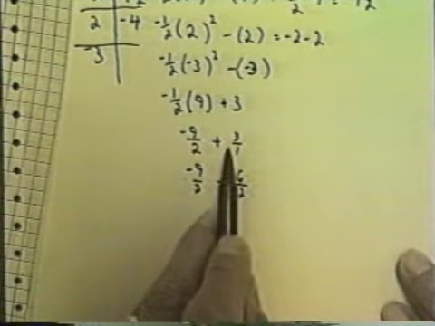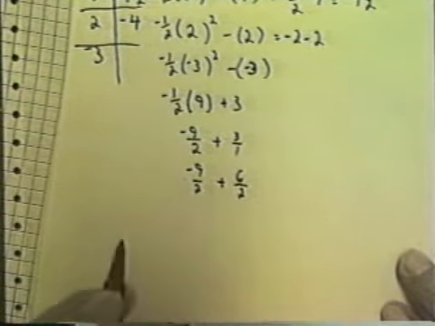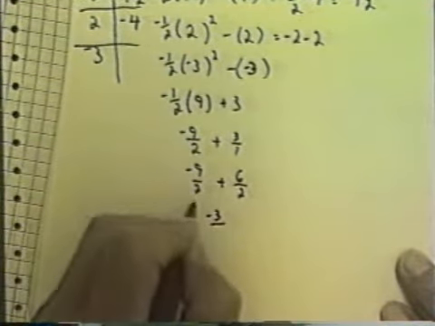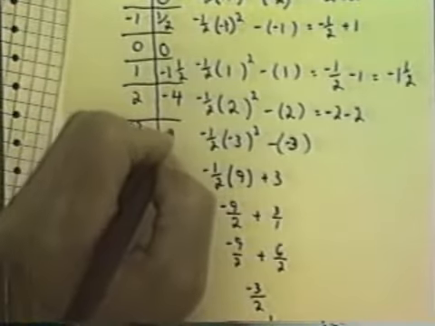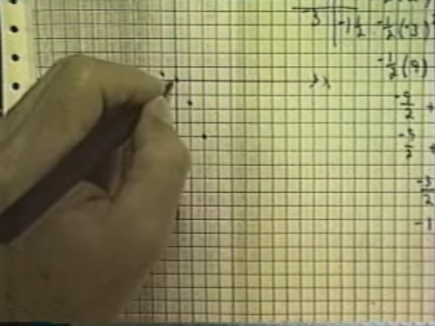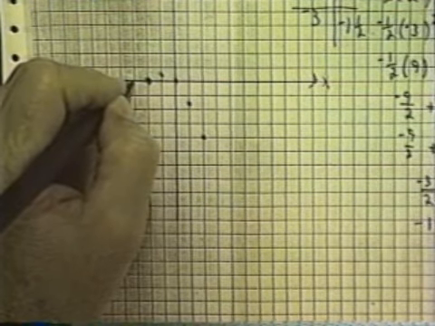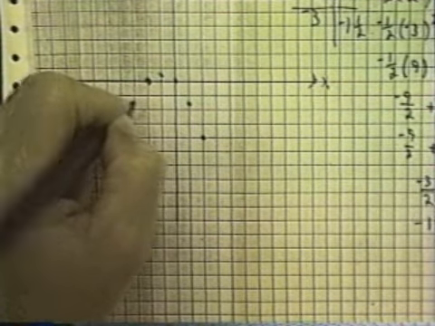2 will go into 2 one time. 1 times negative 9 is negative 9. 1 goes into 2, 2. 2 times 3 is 6. Negative 9 plus 6 is a negative 3. So negative 9/2 plus 6/2 is negative 3/2, which is a negative 1 1/2. So now I'm going to plot the point (negative 3, negative 1 1/2). So I'll go left 1, 2, 3, down 1 1/2.